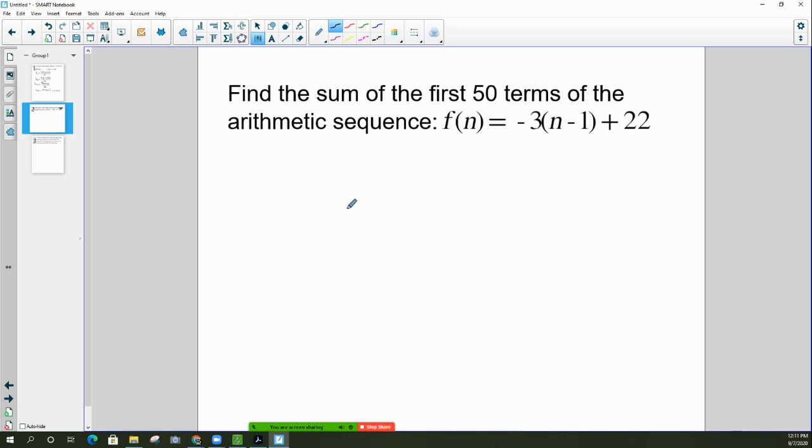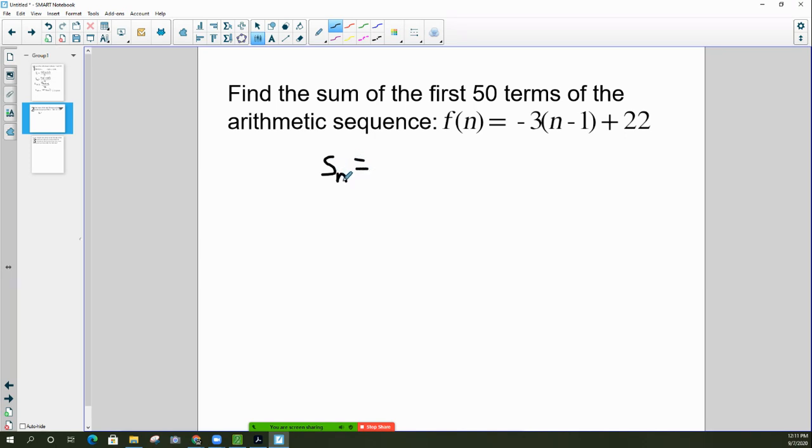All right, in this problem, we're going to find the sum of the first 50 terms of the arithmetic sequence f of n equals -3 times (n minus 1) plus 22. So we just learned the formula for the summation of an arithmetic series. So we're going to write that down again. And that is S sub n.